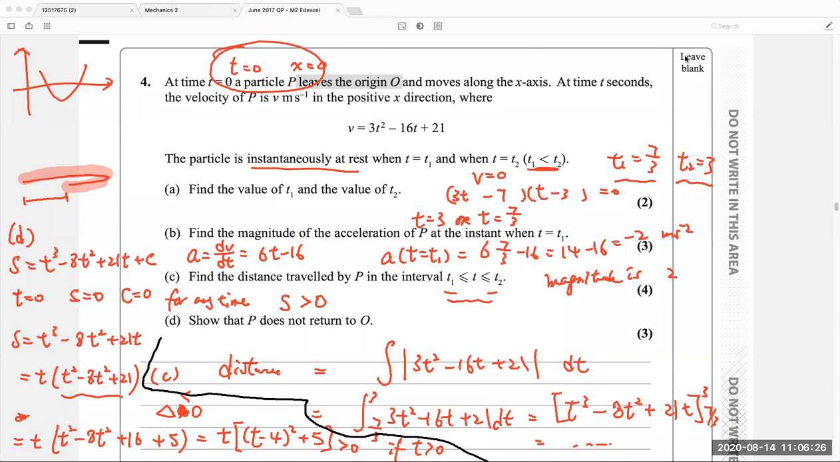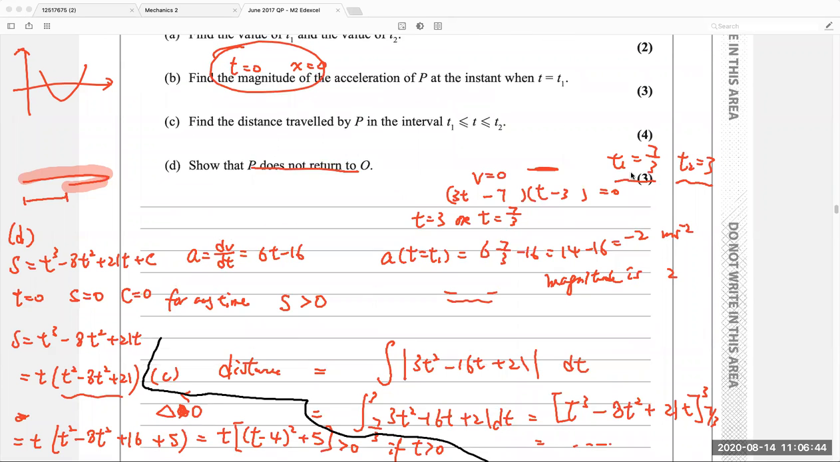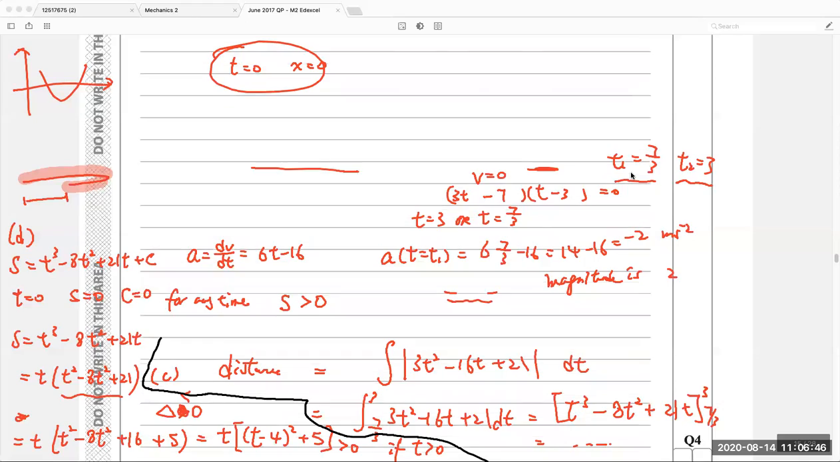So let's take the screenshot, okay. No question? I love this kind of question, actually, because I don't need to draw the graph, so it does not take a lot of time to do it. So then let's go on to the next part.